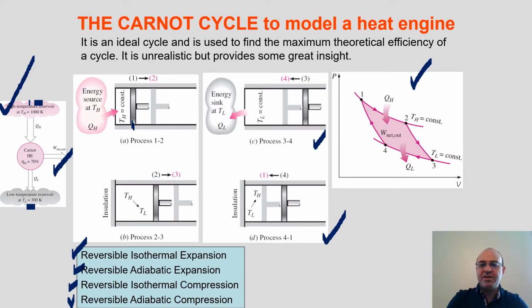So what you see on the PV diagram is the process paths from 1 to 2, 2 to 3, 3 to 4, and 4 to 1. On the diagram, you see QH added to the cycle, QL rejected from the cycle, and the area enclosed between all of these 4 processes is the W net out. And QH minus QL is equal to W net out according to the first law of thermodynamics. So this is the description of the Carnot cycle, which is used to model a heat engine.